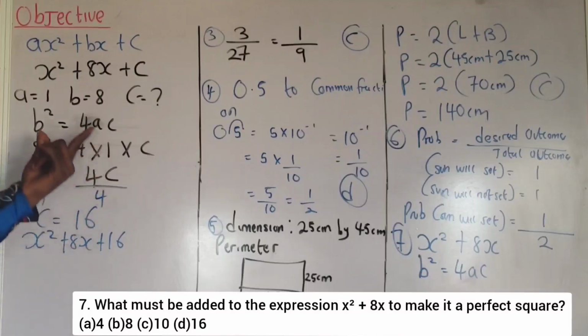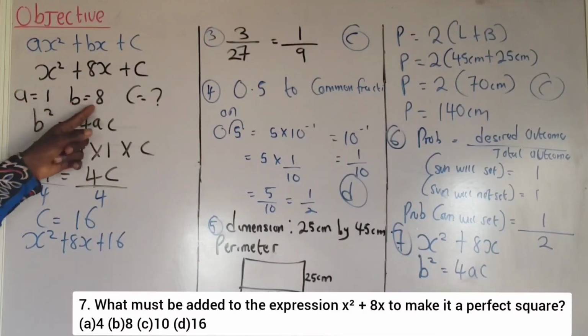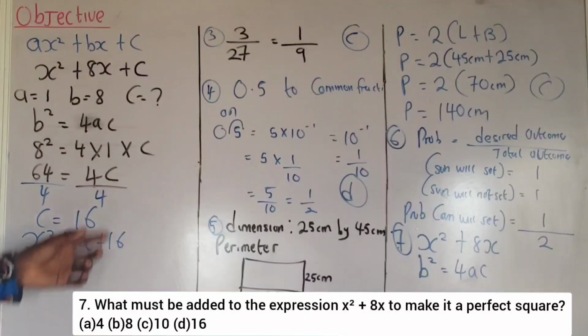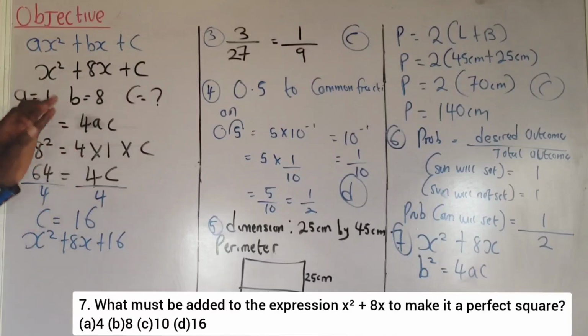You understand? So I just substitute the value of a as 1, b as 8, then I solve for the value of c, and I got 16. You understand? So that 16 is the value that must be added to the quadratic equation to make it a perfect square. Do you understand? Okay. Now let's proceed to the 8th question. Question 8.